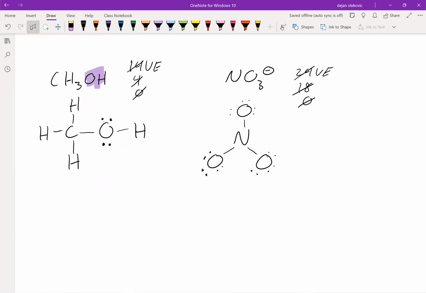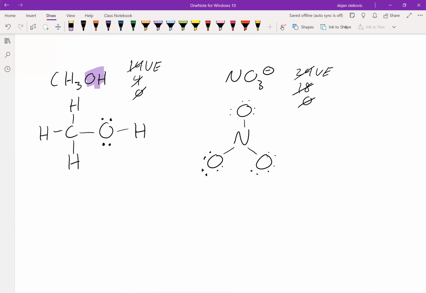Down here in this CH3OH, if you think about that one, all the hydrogens, they have their duet. The carbon has an octet and the oxygen has an octet. So that structure is actually already done for us. Then finally, we take a look over here.